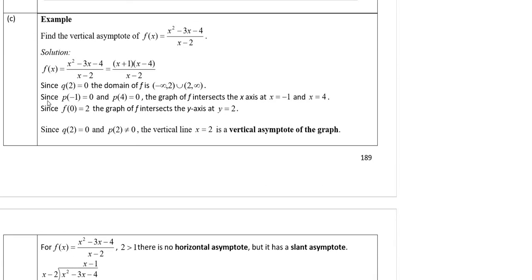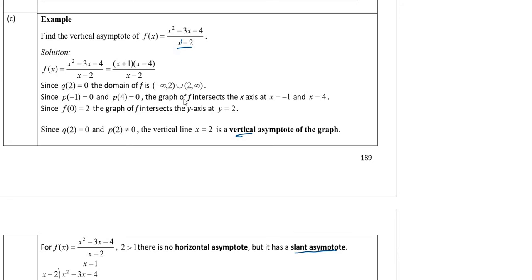So if we look at this example C in your books, we can clearly see that the power, or the exponent, of the leading term has degree 2. The leading term of the denominator has degree 1, which is lower. Therefore, it's top heavy. Therefore, we'll definitely have a vertical asymptote, but we're also going to have a slant asymptote and no horizontal asymptote.